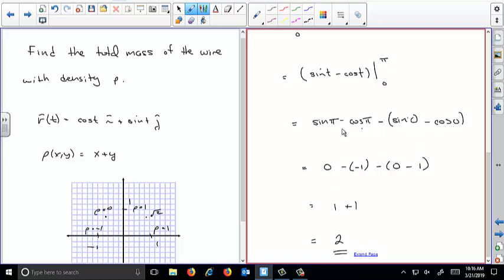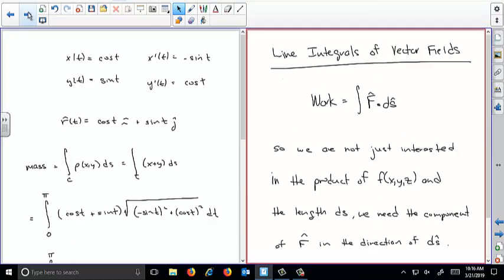So here you get negative of a negative 1, so that's positive 1. Here you get negative of a negative 1, it's positive 1. So you add together and you get 2. So that's the answer. Okay, so that's examples of finding the line integral of a scalar function of x and y.